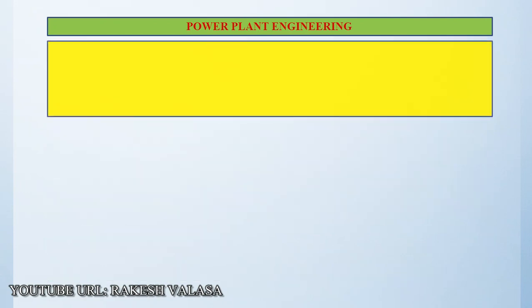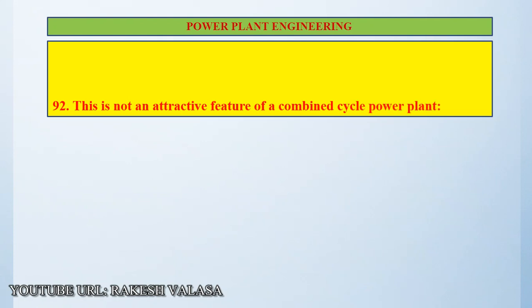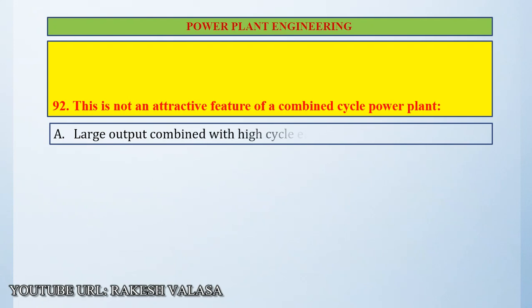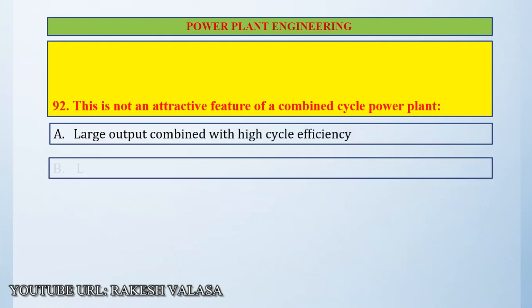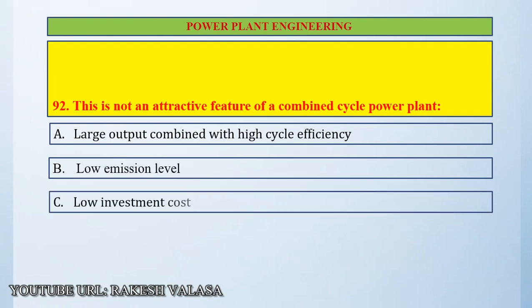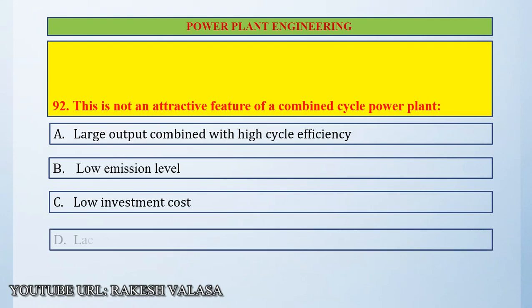Question number 92. This is not an attractive feature of a combined cycle power plant. Option A, large output combined with high cycle efficiency. Option B, low emission level. Option C, low investment cost. Option D, lack of investment cost.